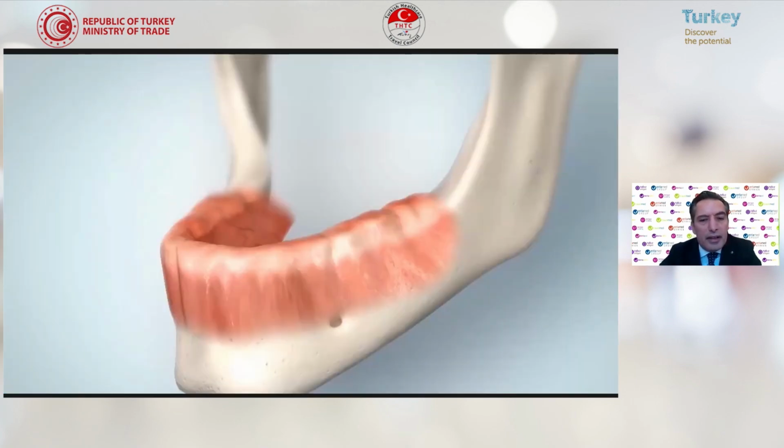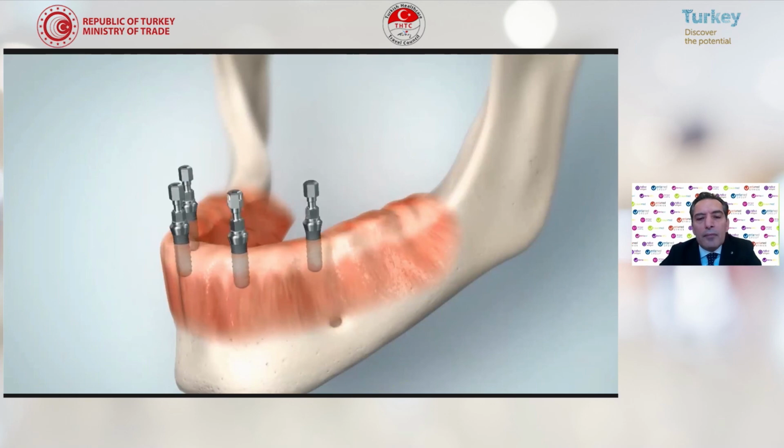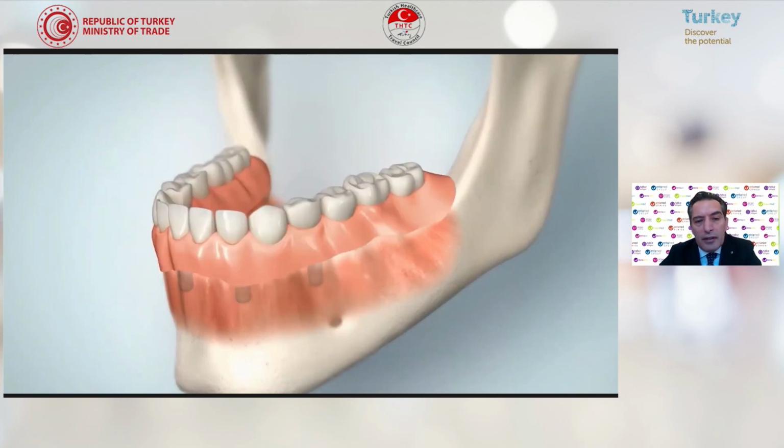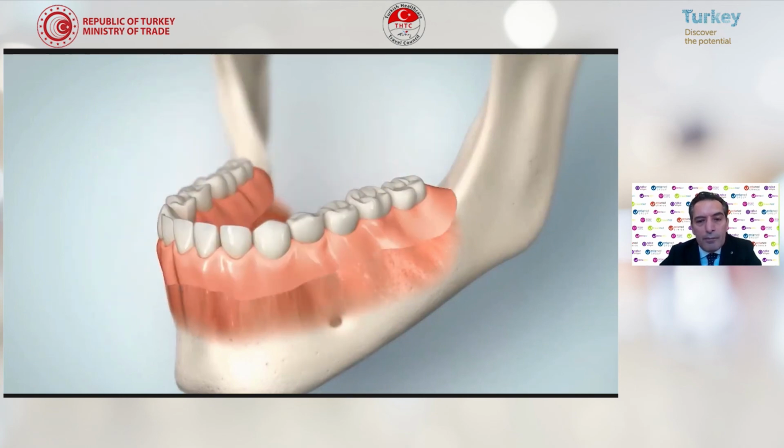This is another method, again with 4 implants, but this time we have enough bone, so we place the implants in a direct way and direct angulation. We call it Dolder bars. We place the bars between the implants, and we place the Dolder bars' female parts in the prosthesis, and then we place the prosthesis. And in this way, there are even no screws, but the difference is that this prosthesis is a removable one. The prosthesis can be taken out and placed again.